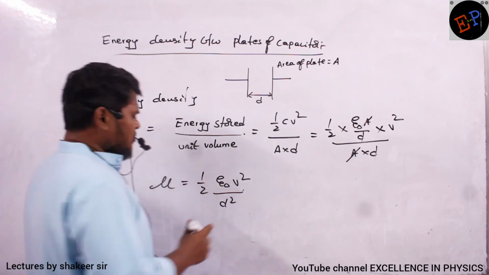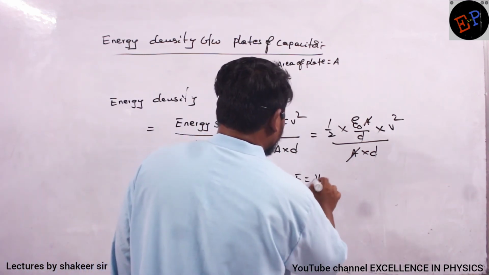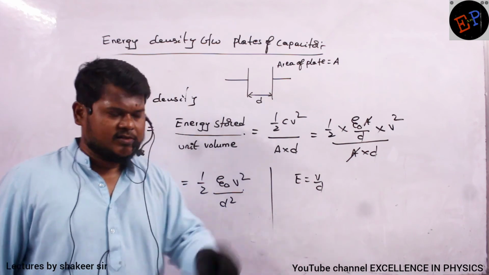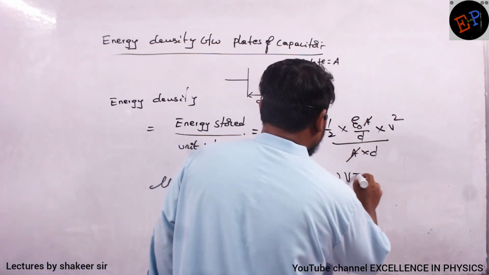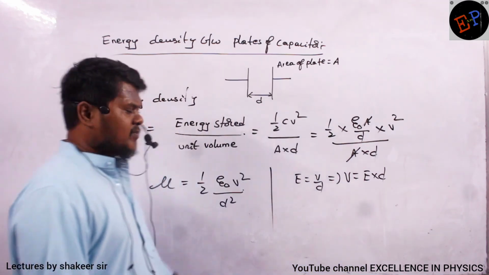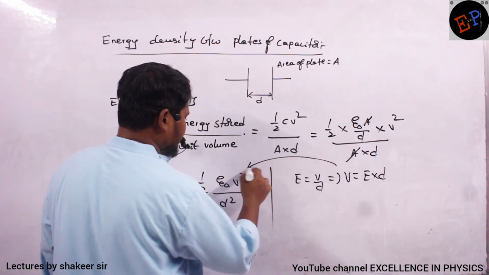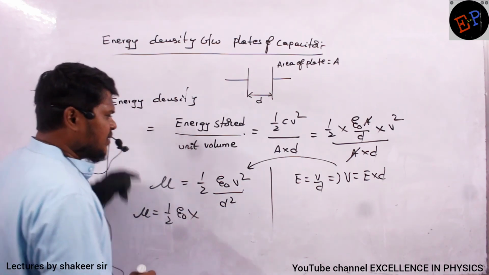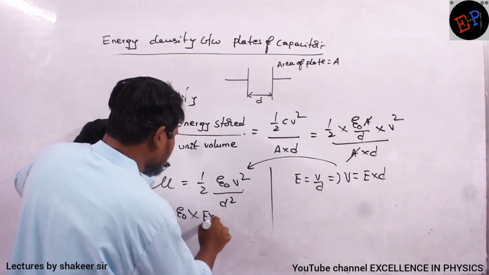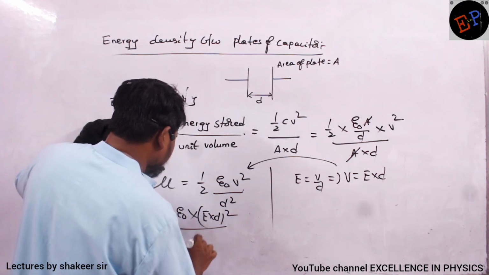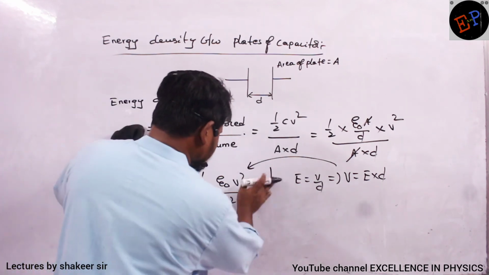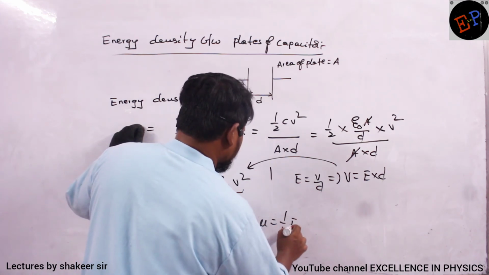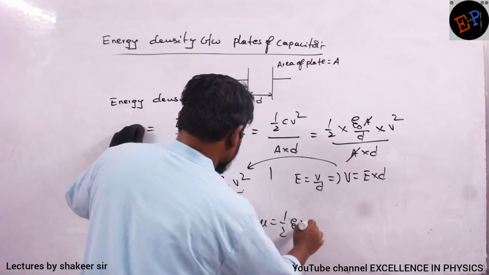Is it clear? Similarly, we know E is equal to V by D. This relation we already know, no? Electric field is nothing but potential difference divided by distance. So therefore, instead of V, what can I write? Instead of V, I can write E into D. Clear, no? So take this value and substitute here. If I substitute here, energy density, how can I write: half epsilon naught multiplied by V, which can be written as E into D, whole square, divided by D square. So D square and D square get cancelled. So therefore, mu value is how much? It is half epsilon naught into E square.